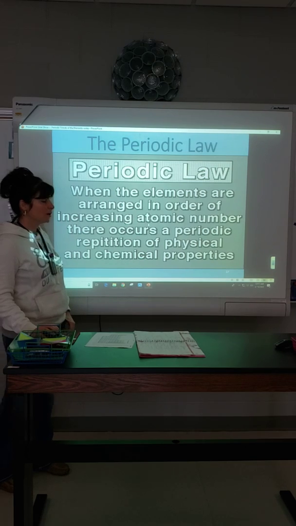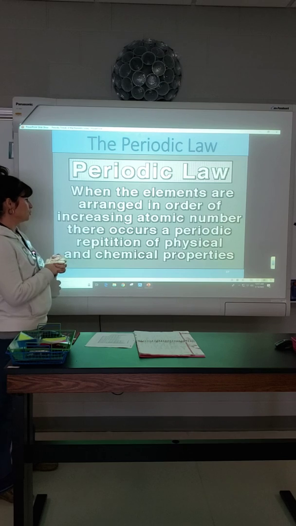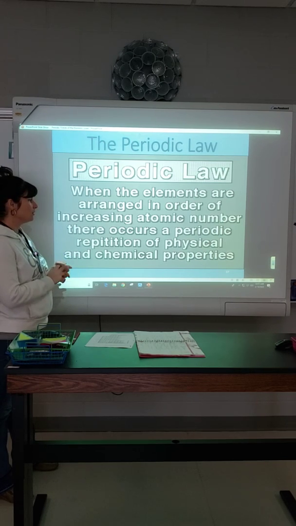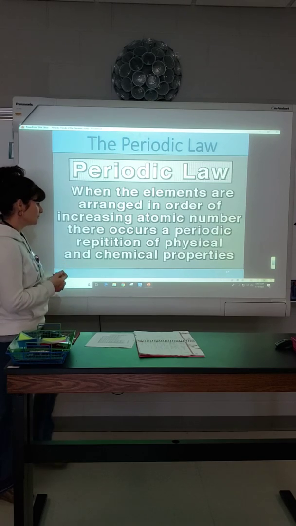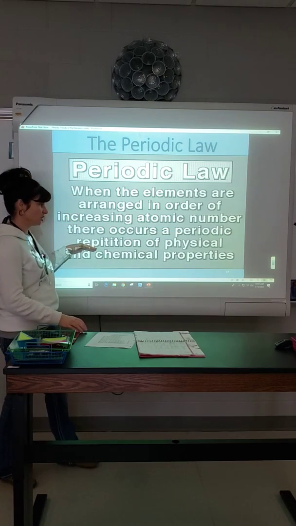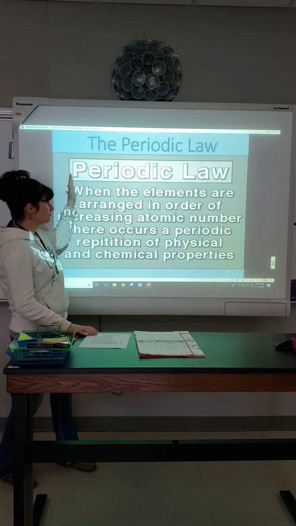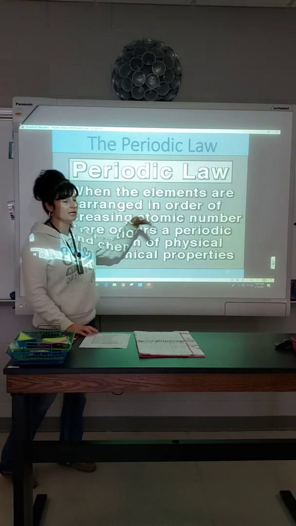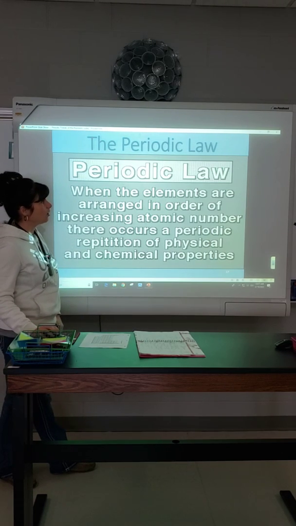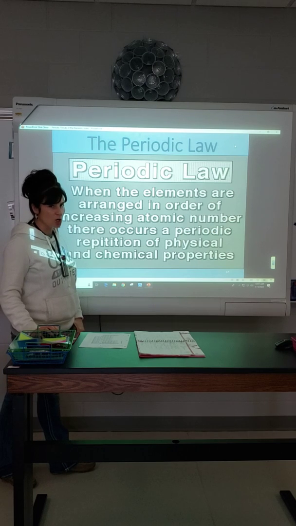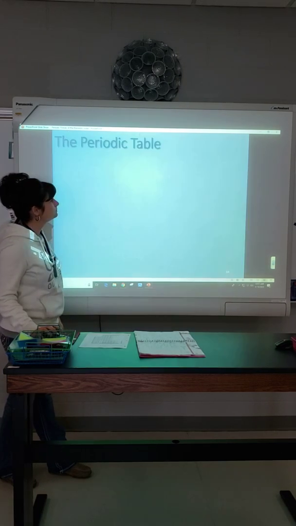And so we call this order periodic law. When the elements are arranged in order of increasing atomic number, there occurs a periodic repetition of physical and chemical properties. Notice, periodic repetition, right? That's exactly why it's called a periodic table. It repeats periodically and it arranges those elements in a particular way. So we call that idea periodic law. Really, it's a fancy name for something that's just kind of common sense.